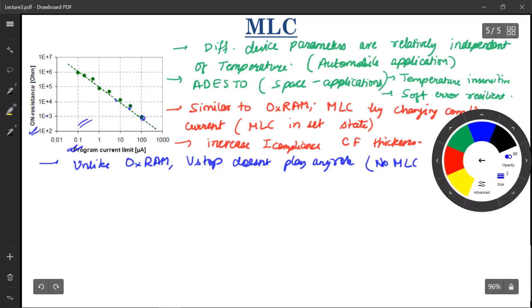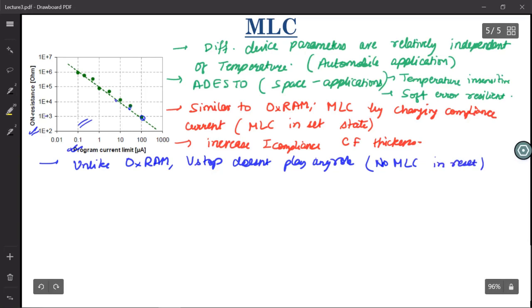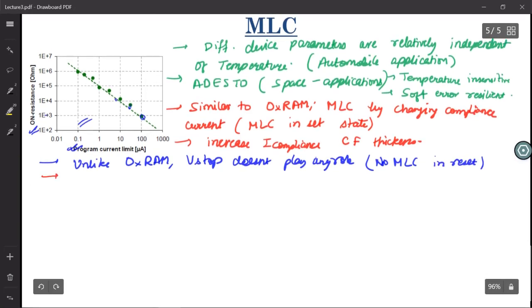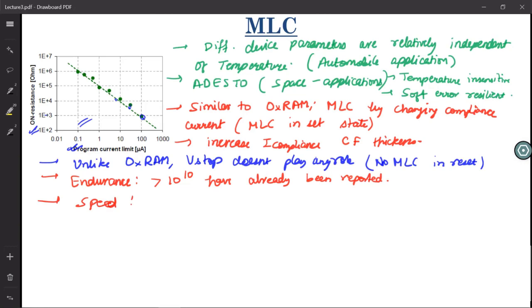Let us talk about its endurance and all. Like the other property is in one line itself. So let's talk about endurance. It has got a very high endurance as well. So endurance greater than 10^10 have already been reported. What is the other parameter? Speed. This is where your CBRAMs are much, like I would say, much inferior to your RRAMs. In all the other properties, CBRAMs are somewhat superior to your OXRAMs. But when it comes to speed, the speed is limited.